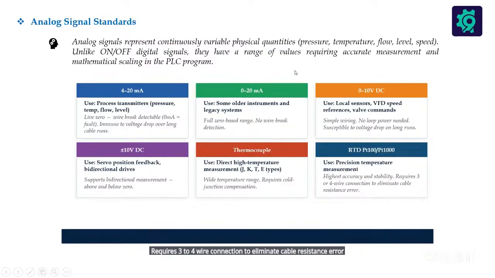So every signal type of standard has where it can be used. But the one that is mostly acceptable, because it allows you to detect wire break and allows easy detection of problems, is the 4 to 20 milliamp.